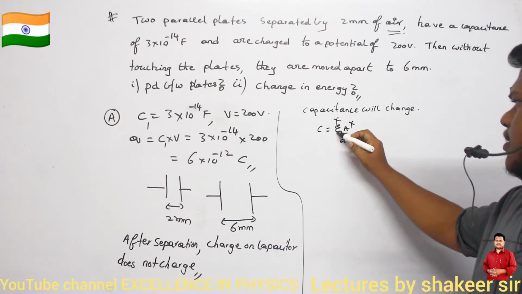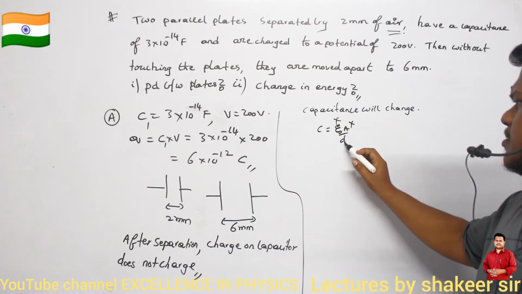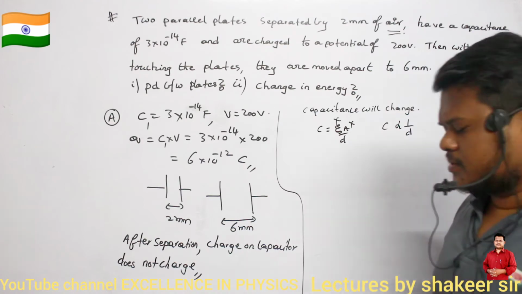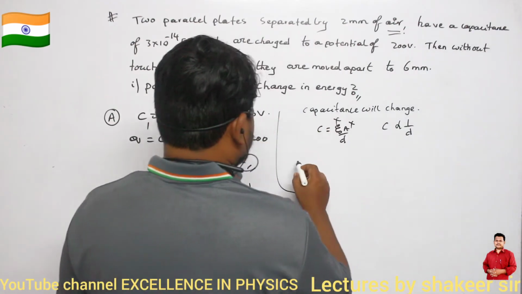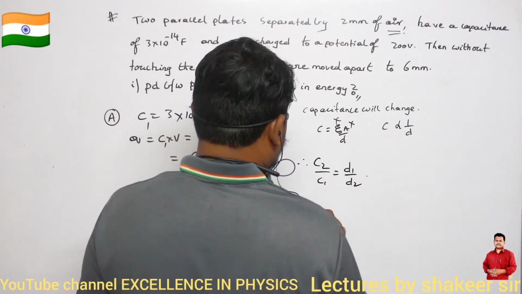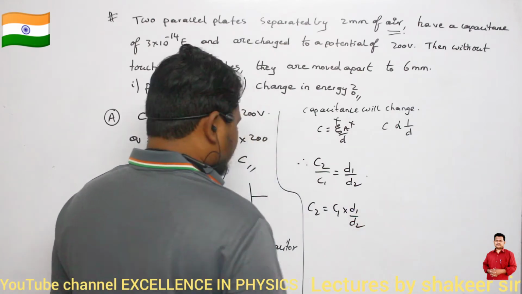So therefore, if epsilon naught and area are constant, then how can I write a relation between capacitance and distance? I can write C is inversely proportional to distance. So therefore, how can I write C2 divided by C1 is equal to D1 divided by D2. So therefore, C2 is how much? C1 into D1 divided by D2. I can write like this.